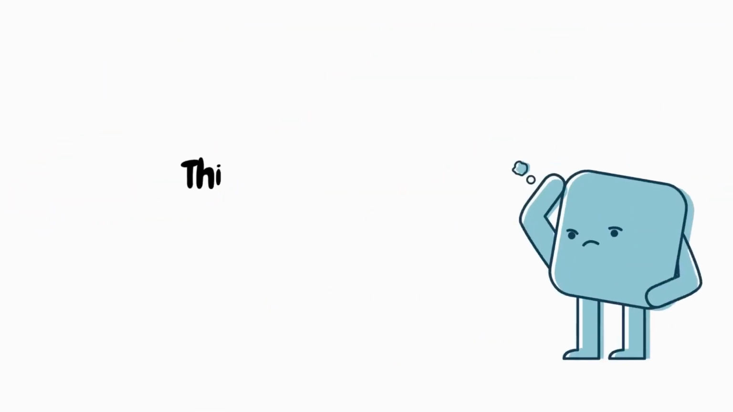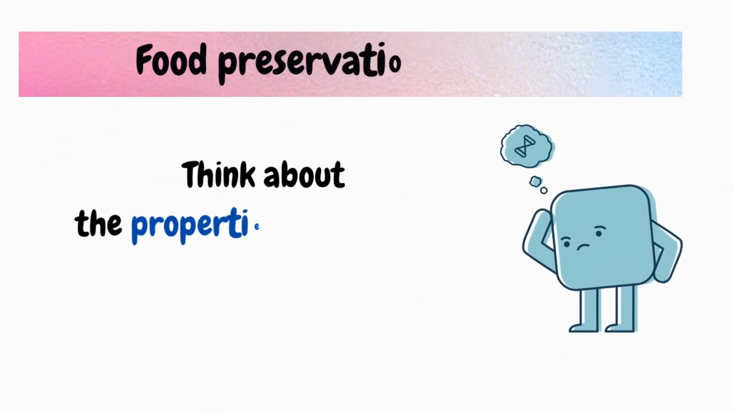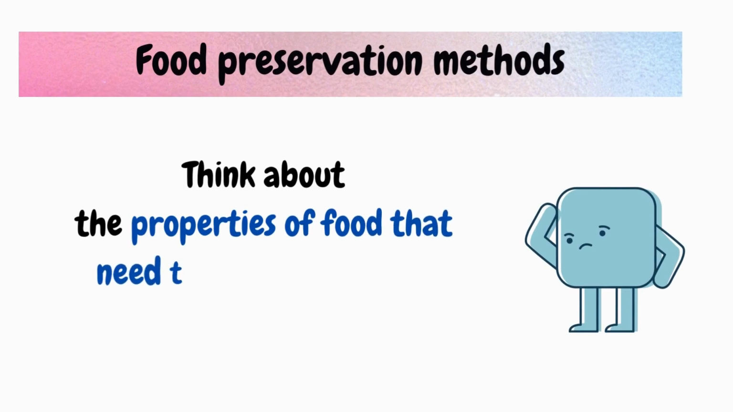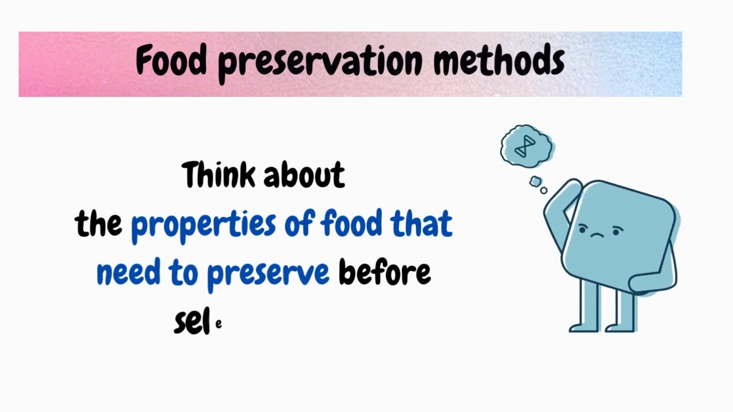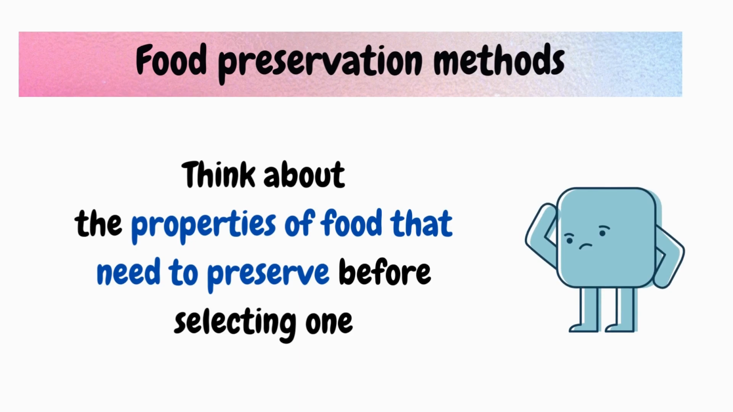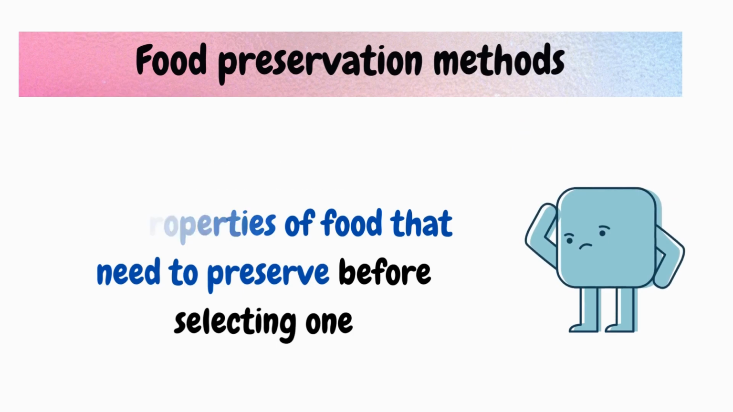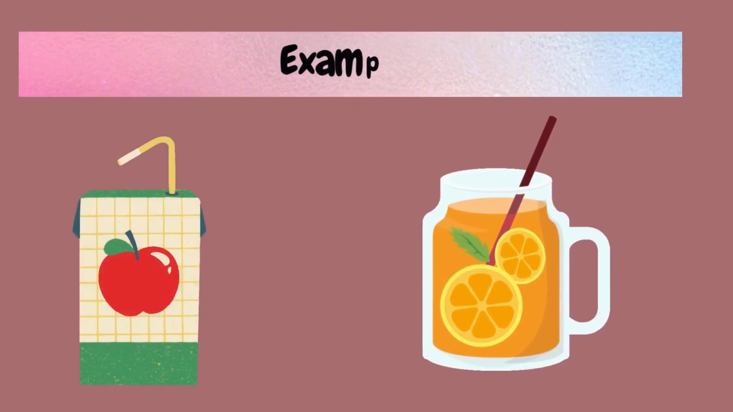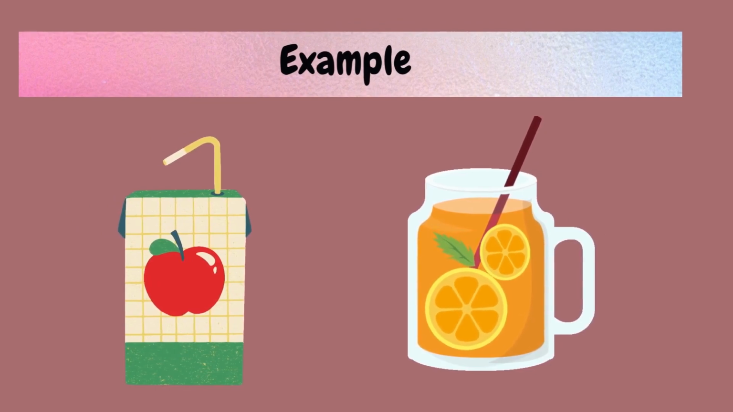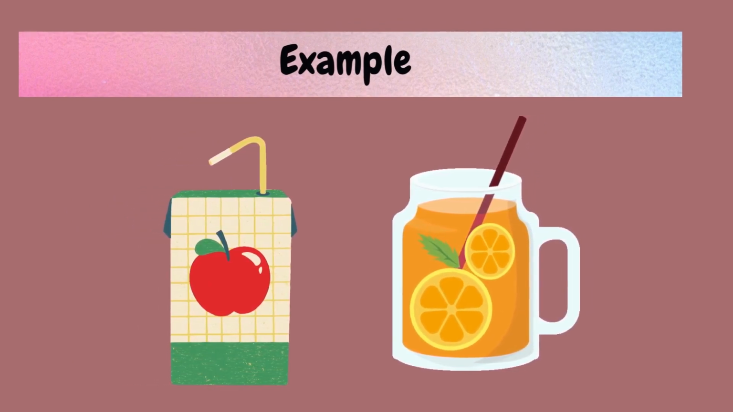Even though there are numerous food preservation methods, we should think about properties of food that need to be preserved before selecting one. The thing is, one property may be important for one product, but detrimental for others. For example, a consumer expects apple juice to be clear whereas orange juice could be cloudy.